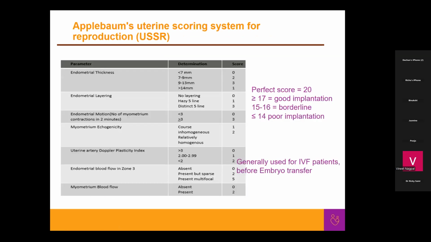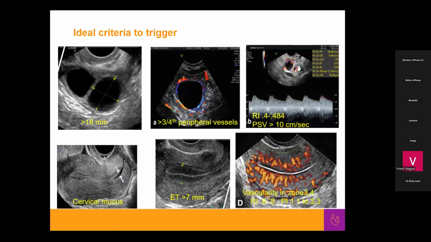So if I combine everything, the ideal criteria to trigger is when the follicle is more than 18, surrounded by more than 3/4 of peripheral blood vessels. RI is 0.4 to 0.48. Peak systolic velocity more than 10. Cervical mucus is also there. Endometrial thickness is more than 7, and the vessels extend up to zone 3 and zone 4. PI is 0.8 and RI is 1.12. So these are the ideal criteria to trigger the follicle.